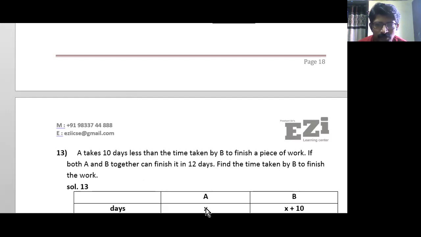So let's say there are two people, A and B. See guys, this table method works amazingly. Please follow these tables, okay? If you're not following, no problem. You can ask me anytime.